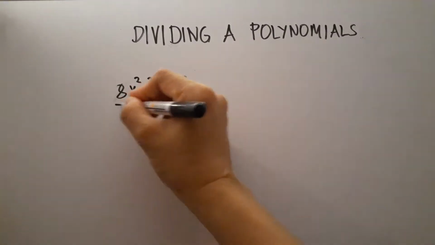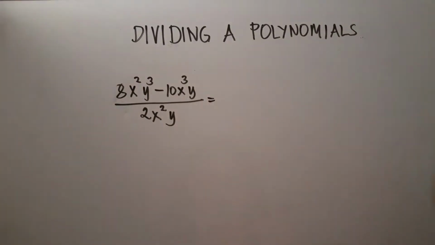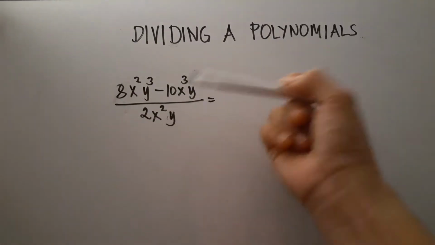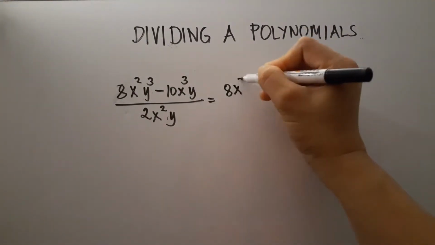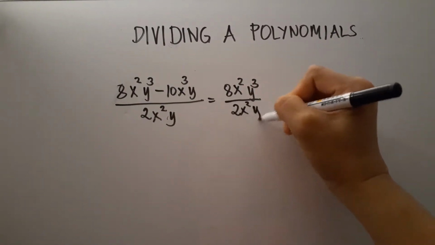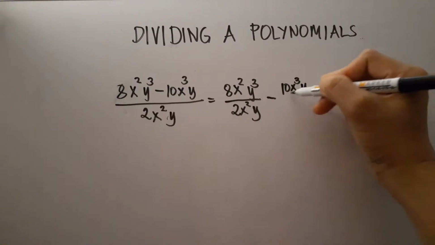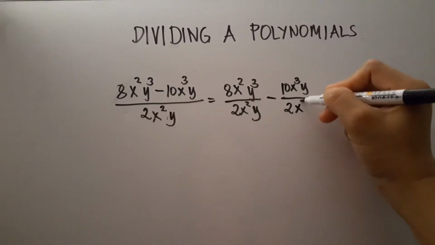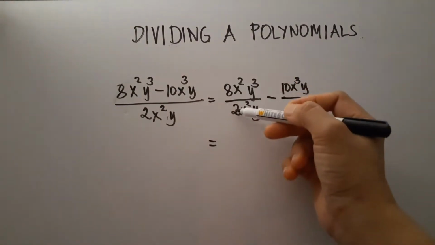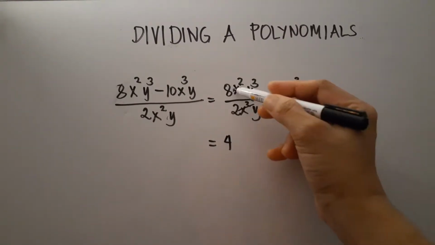Then we have another example, (8x squared y cubed minus 10x cubed y) over 2x squared y. Then we divide each term: 8x squared y cubed over 2x squared y, minus 10x cubed y over 2x squared y. Then 8 divided by 2 becomes 4.